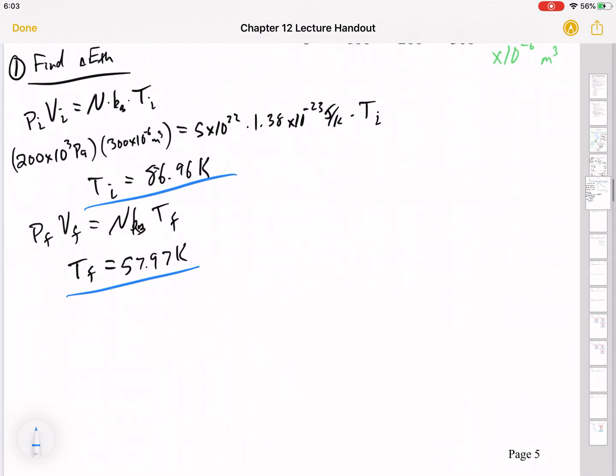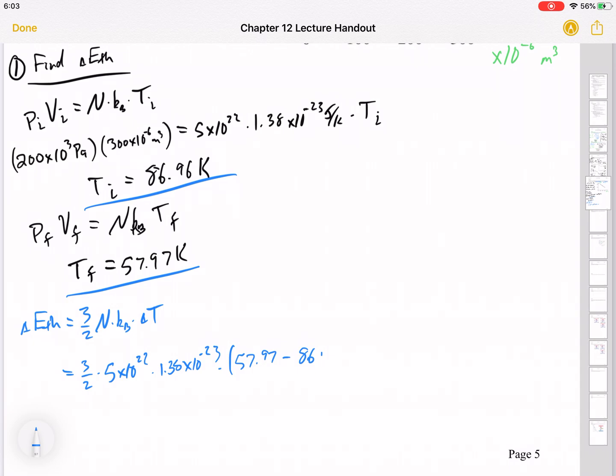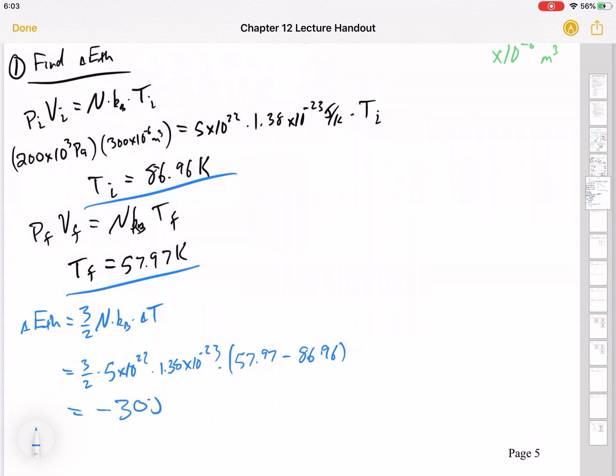So now I can plug in to find delta E thermal. Delta E thermal is 3/2 N kB delta T. So that's 3/2 times 5 times 10 to the 22 times 1.38 times 10 to the minus 23 times T final, 57.97, minus T initial, 86.96. And what I get for that is negative 30. So pretty clearly, this problem was built around that 30 and not around the temperatures. Okay, so we're about a third of the way there.